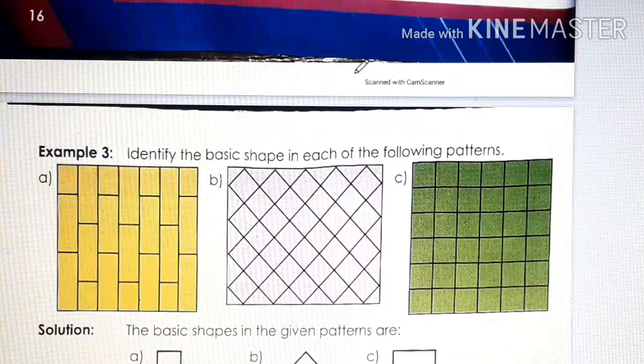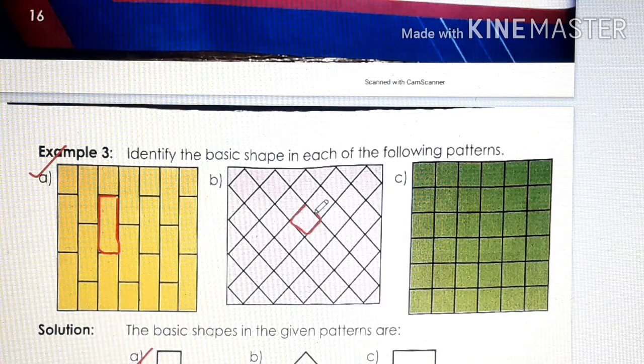Now next, children, in this example 3, identify the basic shapes in each of the following patterns. Now children, this is also one pattern and you have to identify the basic shape. So this is a complete shape, isn't it? So this is your rectangular shape but vertical, isn't it? So you will draw this way. Clear? You have to identify the basic shape.